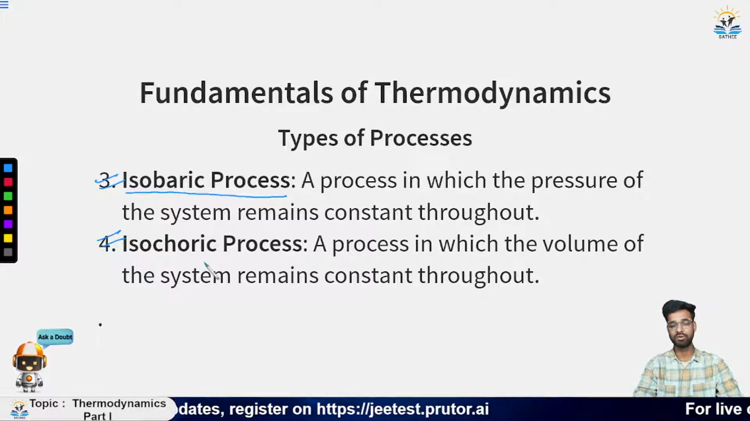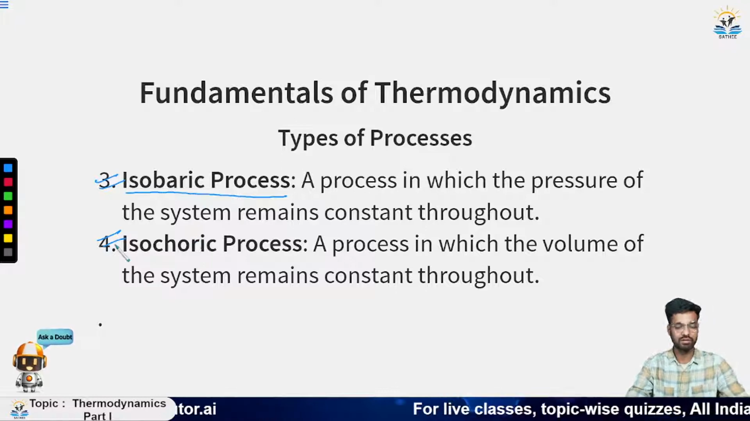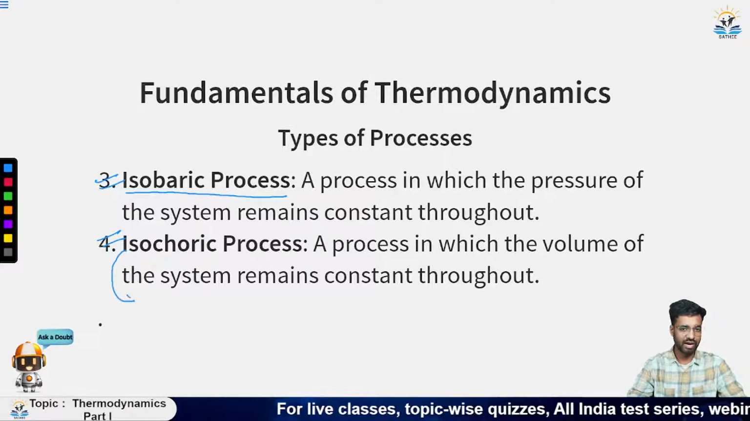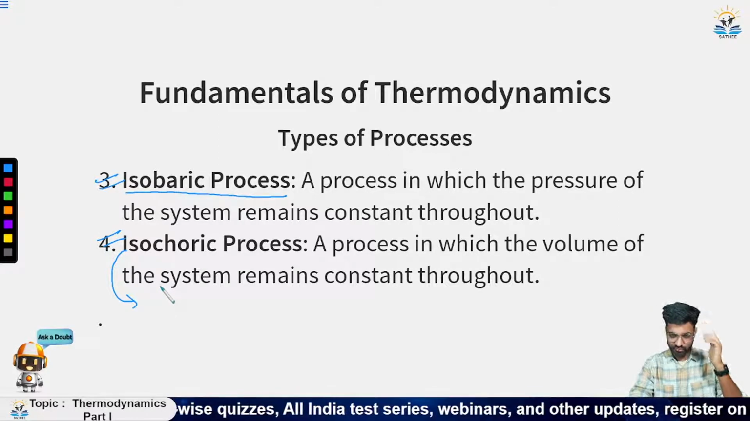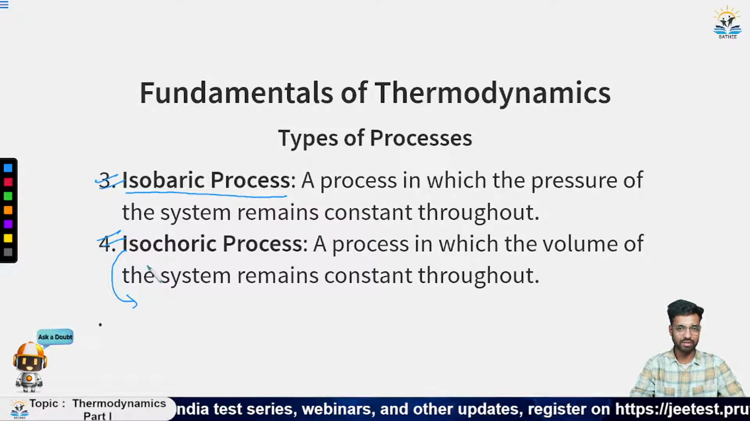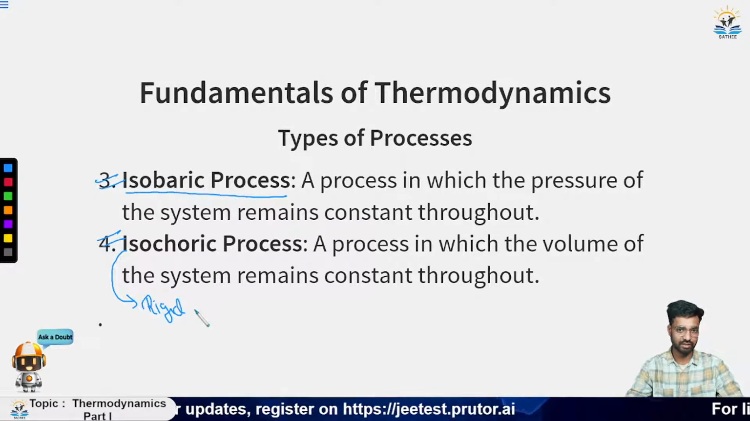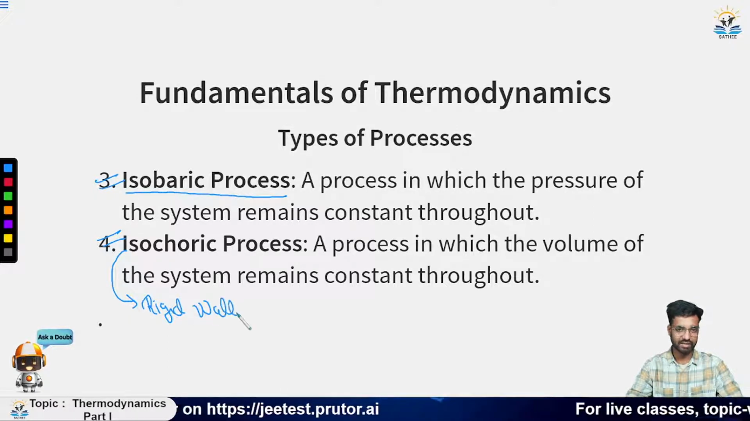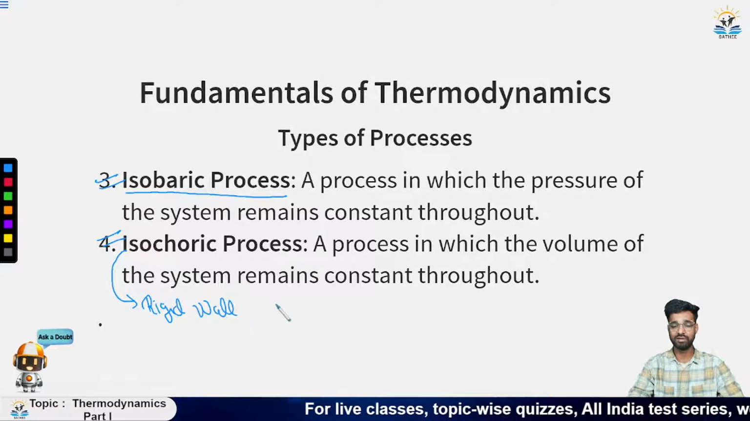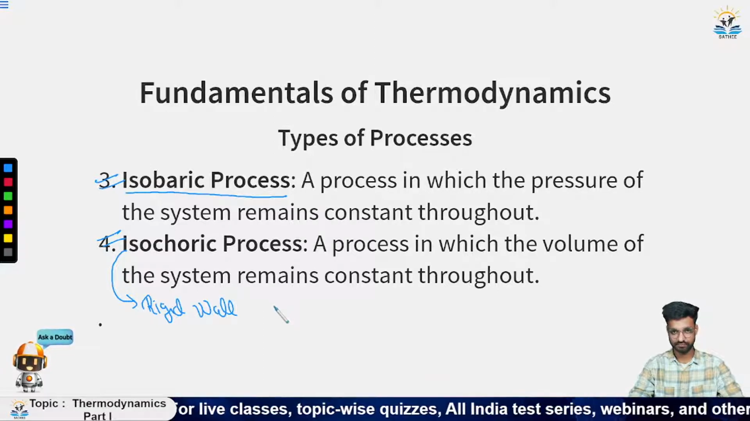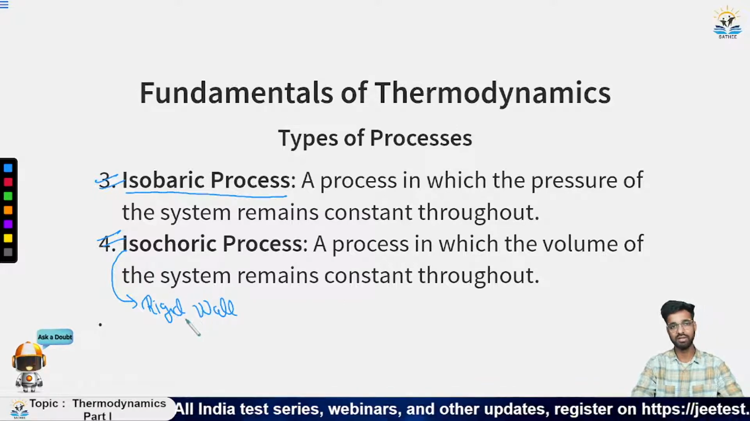Then we have isochoric. Isochoric means we have the same value of volume throughout this process. Now, if I ask you what kind of wall you will put here so that it will have this isochoric process, you have studied about the wall and you know that it is the rigid wall. A rigid wall does not move up and down or sidewise, so that the volume of the container cannot change. In this way, the isochoric process can be achieved using the rigid wall.